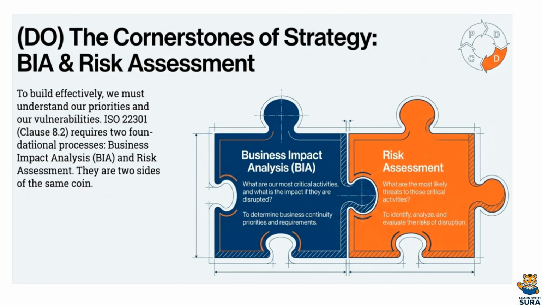To build the BCMS effectively, we must understand the priorities and vulnerabilities. ISO 22301, Clause 8.2 requires, in the Do phase, a business impact analysis, or BIA, and a risk assessment. These two foundational processes are vital for understanding our priorities and vulnerabilities. BIA helps identify what our most critical activities are and what the impact is if they are disrupted. Risk assessment helps understand the most likely threats to those critical activities. Identified risks are analyzed, evaluated, and we decide which risks need treatment.